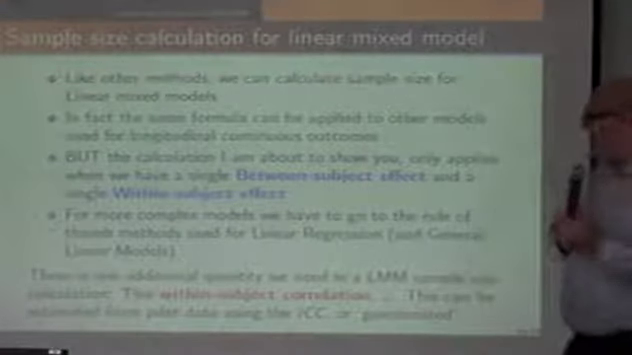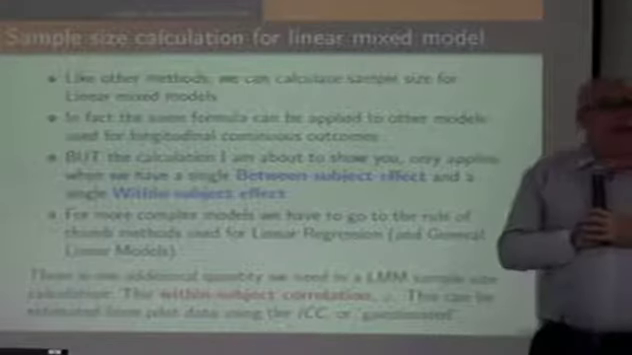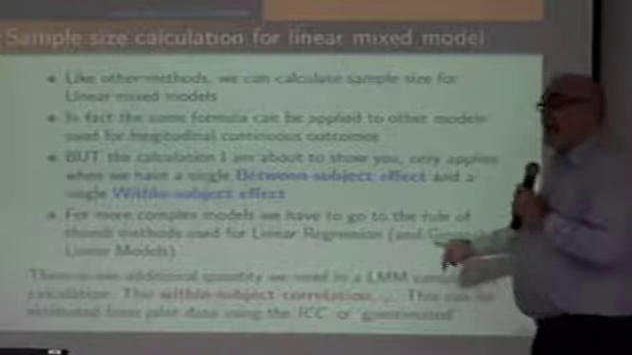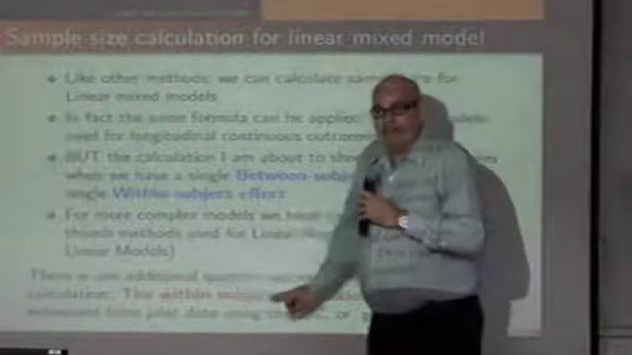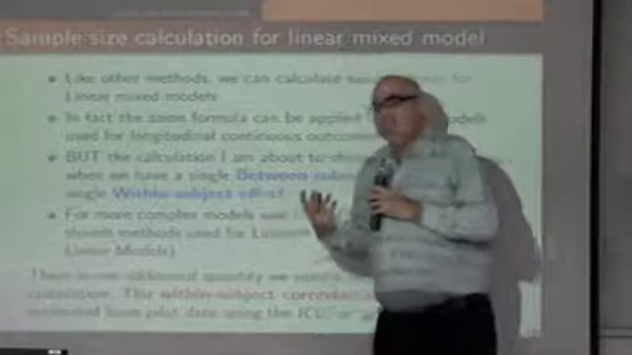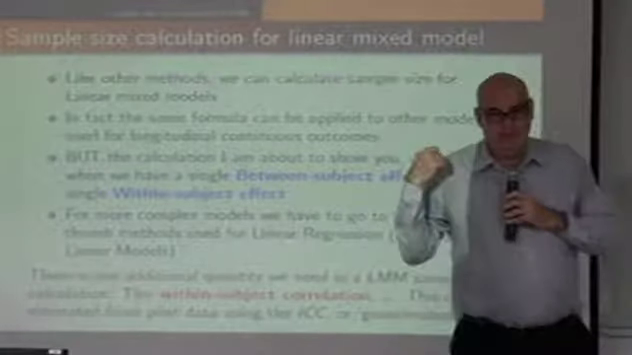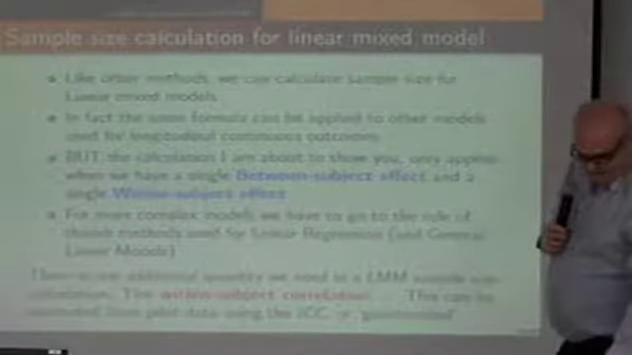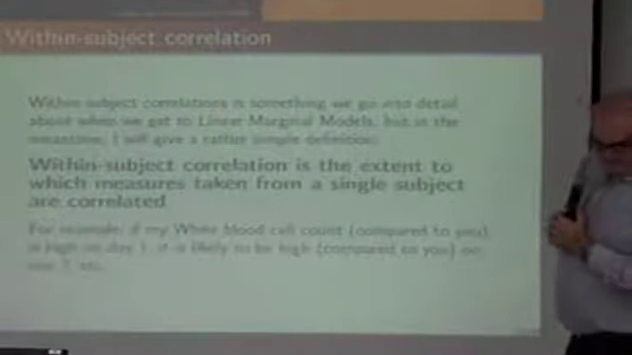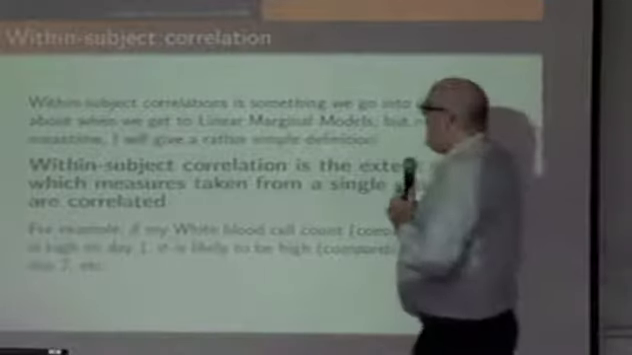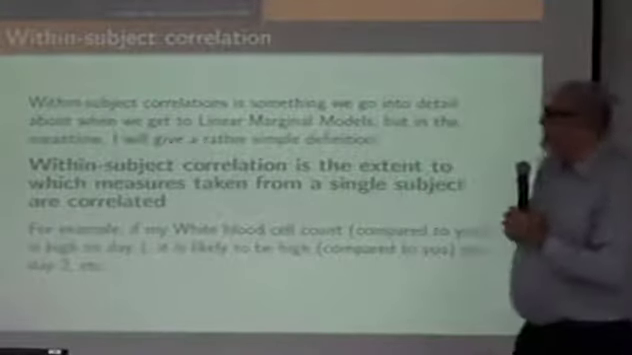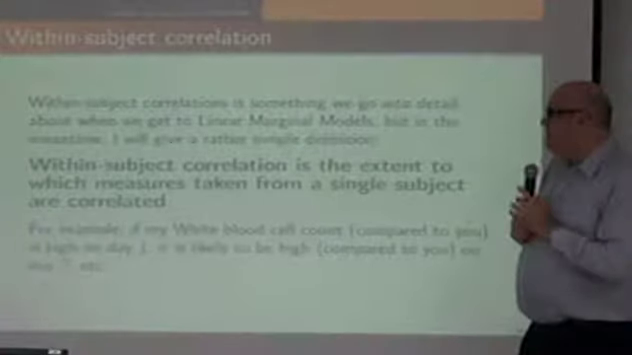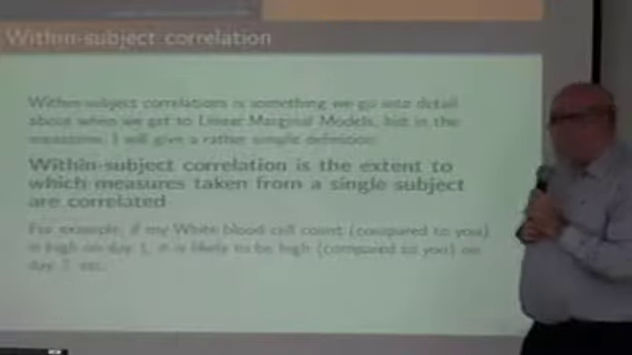We only need one additional bit of information when calculating the sample size above what we normally need, and that is an estimate of the within subject correlation. We often don't have this because this is prospective, so we usually have to guesstimate it. I go into a little bit of detail about within subject correlations when we get to the marginal model, but in the meantime, I'm just going to give you that simple definition I gave you before.